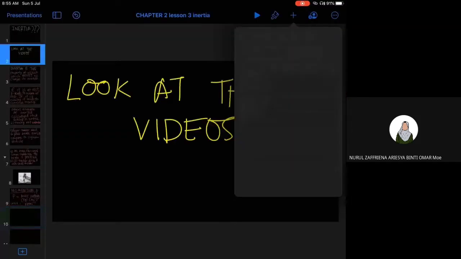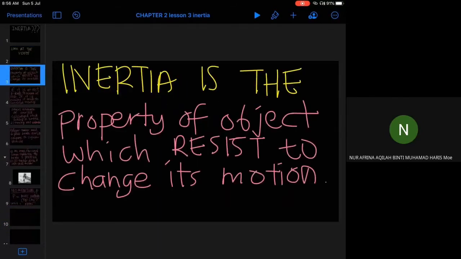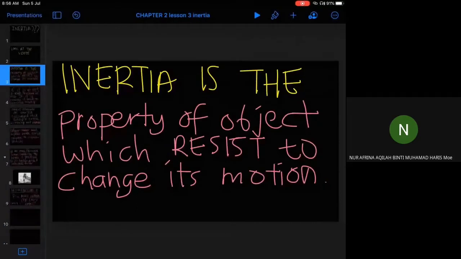Lepas tu? Object which resists a change in motion. In its motion. Okey. Baik, thank you. So, inertia itu adalah property of object which resists to change its motion. So, inertia itu adalah satu sifat semula jadi untuk semua objek.